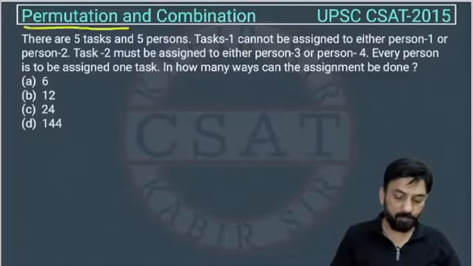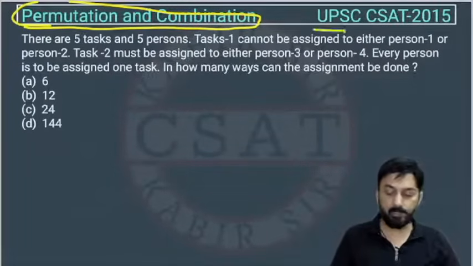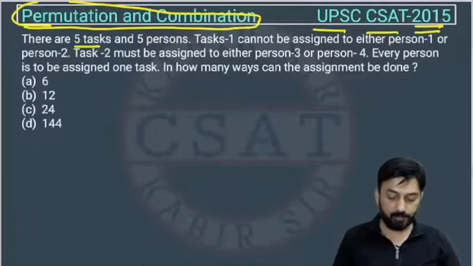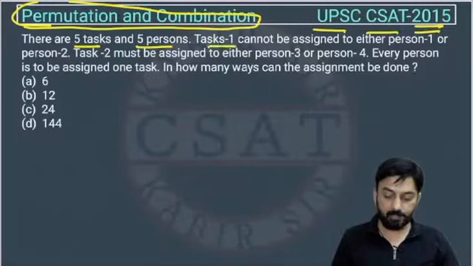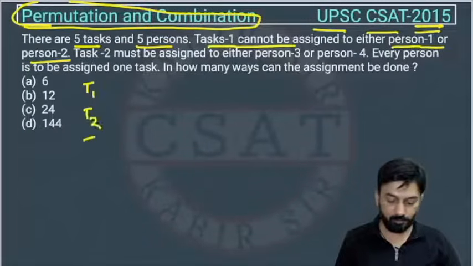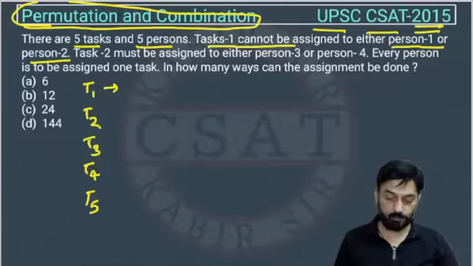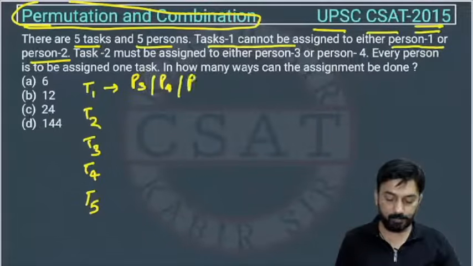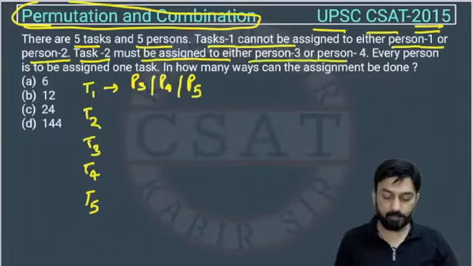This is a problem from the Permutation and Combination chapter asked by UPSC in the CSAT paper of 2015. This is a good question. There are 5 tasks and 5 persons, right? Task 1 cannot be assigned to either person 1 or person 2. Suppose the tasks are T1, T2, T3, T4 and T5. T1 cannot be assigned to person 1 and person 2, so it can be assigned to person 3 or person 4 or person 5. Now task 2 must be assigned to either person 3 or 4.